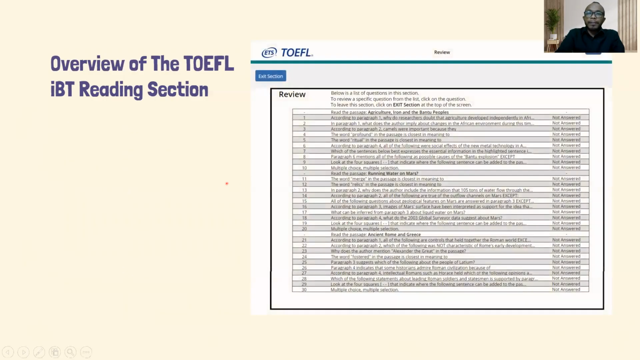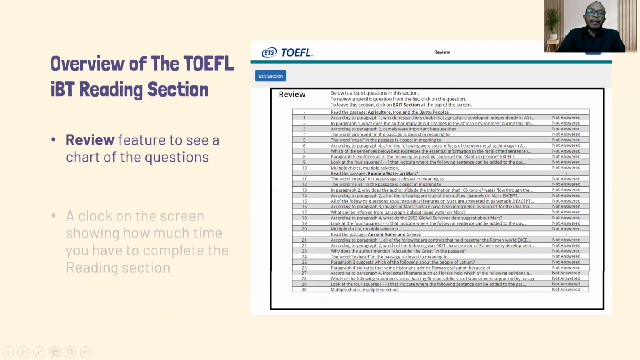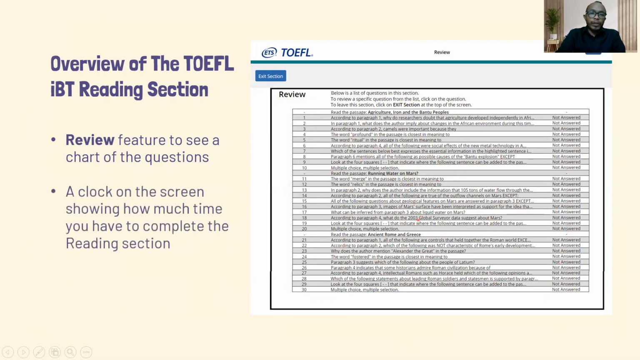Okay, now there will be a review feature in the reading section of the TOEFL iBT, and as you can see from an example of a snapshot of the review feature, you'll be able to see all of the questions shown, and you will be able to also see which ones you haven't answered. All right, and you can click it and go back to each of the questions accordingly. You'll also be provided with a clock on the screen. It will show you how much time you have to complete the section.